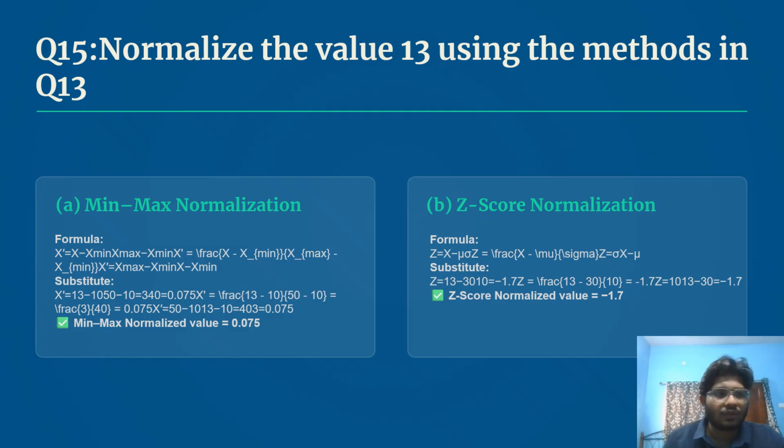Right, so the formula that we used for min max normalization is x' equals x minus x min upon x max minus x min, right? Here it is, written the same formula, if you can see. This is the formula, and this is the formula.